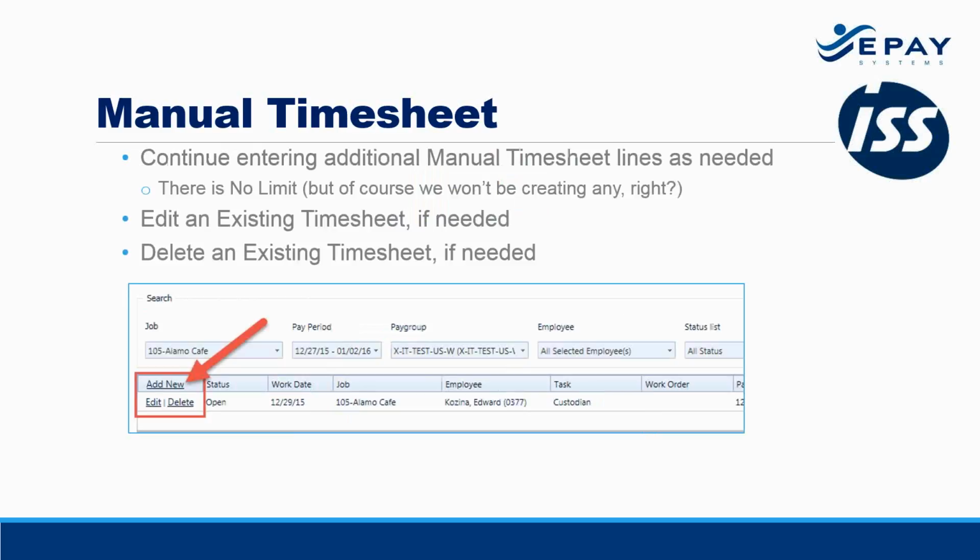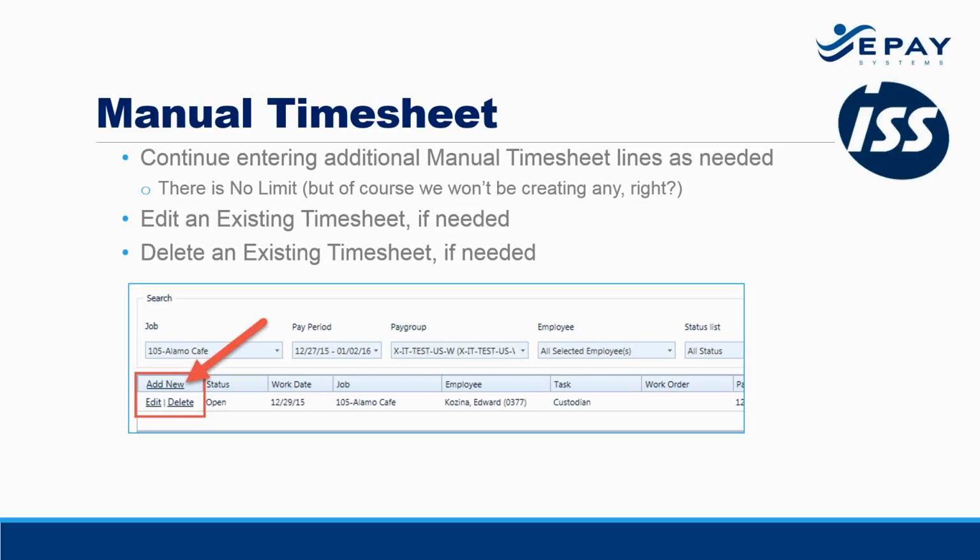Now, if you need to continue to add more timesheets, then you're just going to go back to the top of the grid there and click on Add New. And when you hit Add New, you can just add away. If for some reason you miss a whole line of entry for 100 employees at one particular job, then you're in luck because there's no limit to how many manual timesheet lines you can create.